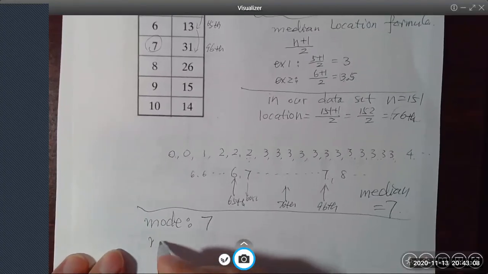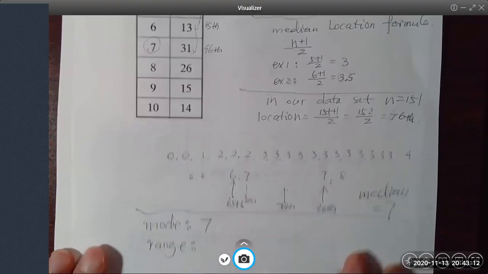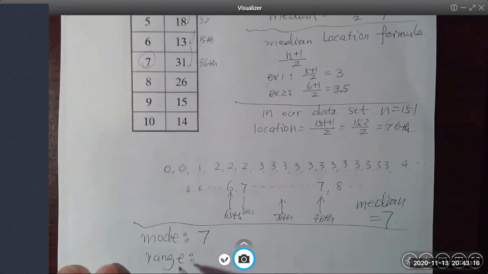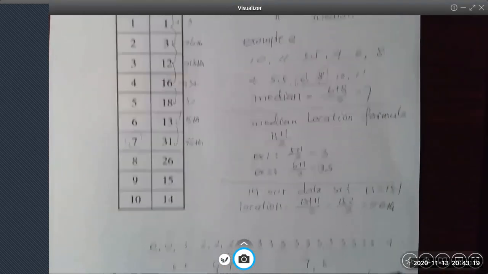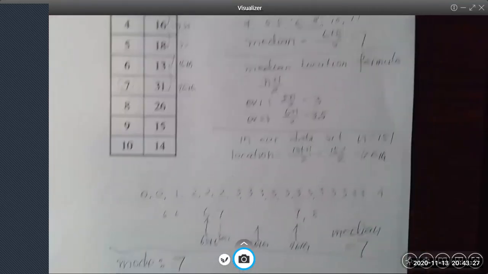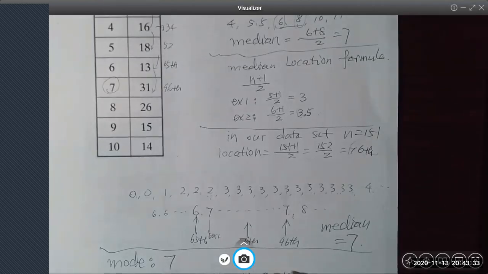The last one, range. Again, all of the statistics refer to the data values. This is not frequency, okay? Apparently, our value range represents the difference between the maximum value minus the smallest value. That's called a range. Maximum value is 10, smallest value is 0. So 10 minus 0 is 10.